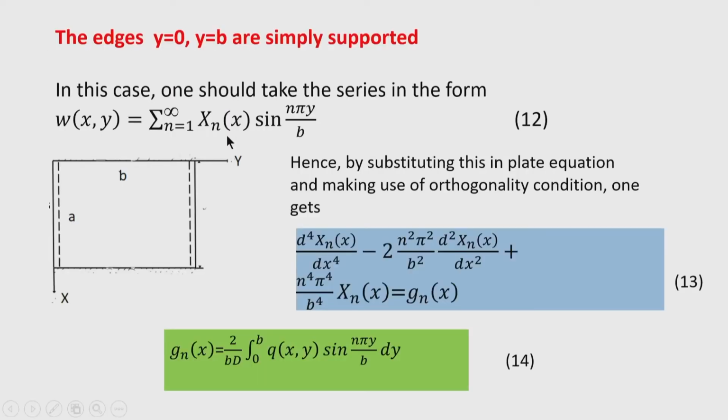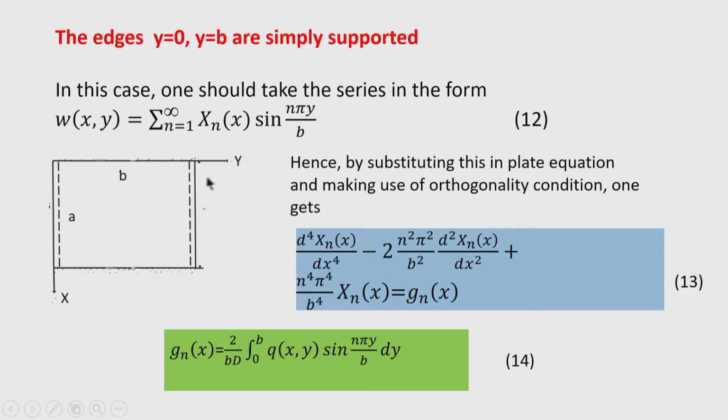Now, what will happen if suppose y is equal to 0 and y is equal to b edges are simply supported. So, here the x axis is taken vertical and the y axis is horizontal, only to see what will be the difference with the expression that we have earlier obtained. One should not confuse that only x is equal to 0 and x is equal to a should be simply supported. It is not like that. The other two opposite edges, y is equal to 0 and y is equal to b, which we did not touch till now, may also be simply supported.